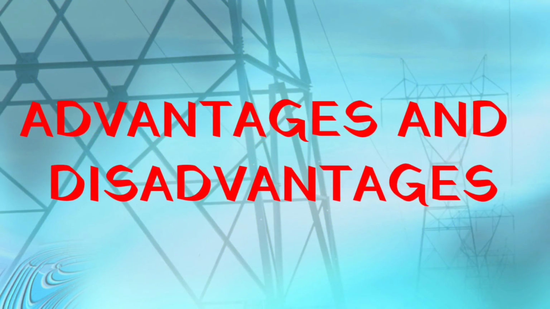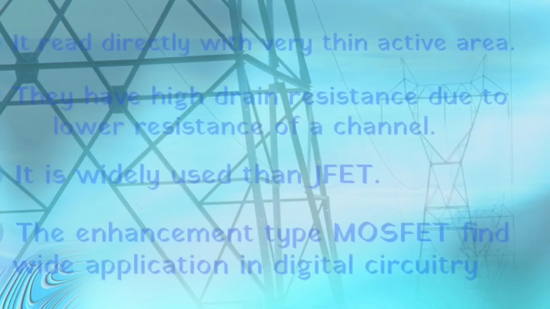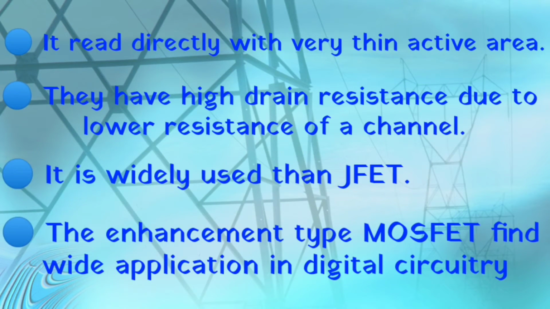Now we're going to see the advantages of MOSFET. First is it has the ability to scale down in size. Second is it has low power consumption to allow more components per chip surface area. Third is MOSFET has no gate diode. This makes it possible to operate with a positive or negative gate voltage. Fourth is it reads directly with a thin active area.